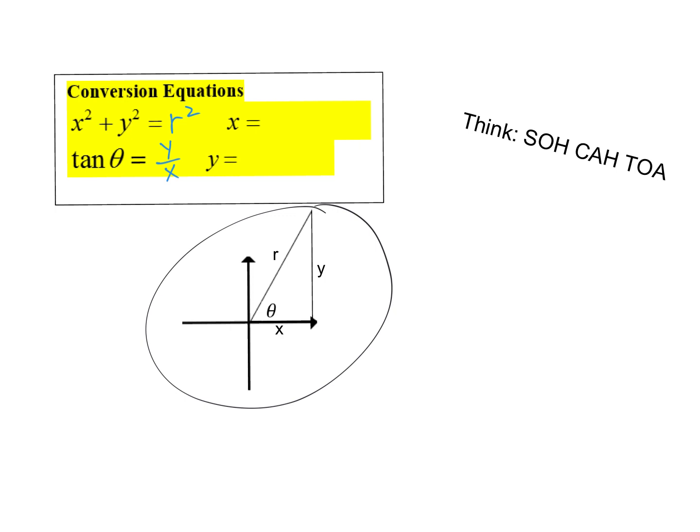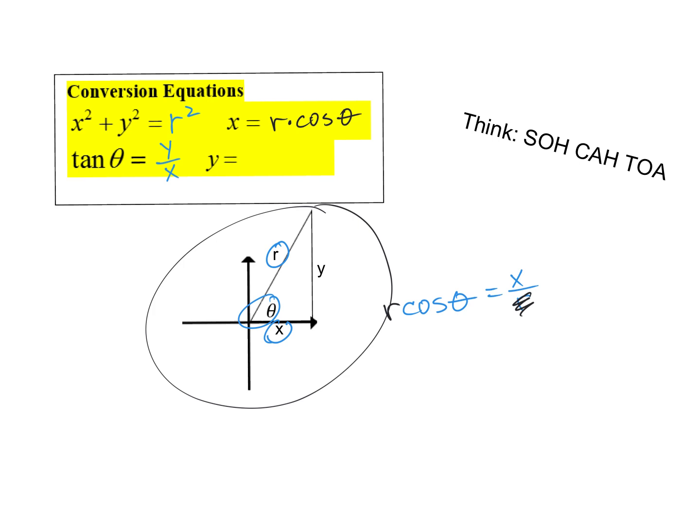Which trig function would you use to find x if you don't want to use the y? You want to use just the x and the r. Which trig function would you use with theta here? Yeah, cosine. Cosine is adjacent over hypotenuse. So the cosine of theta is equal to the adjacent side over the hypotenuse. If I solve that for x, I get x is equal to r times the cosine of theta.